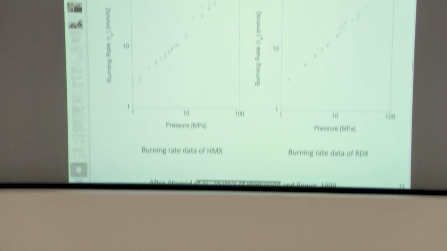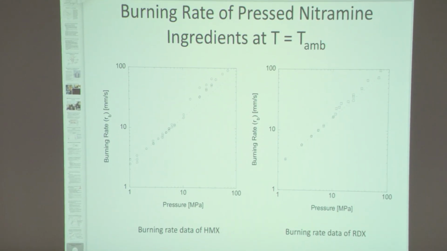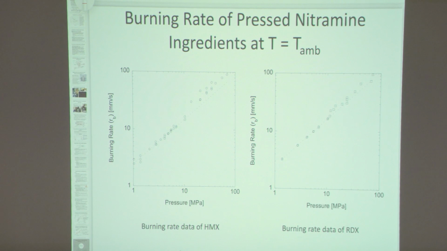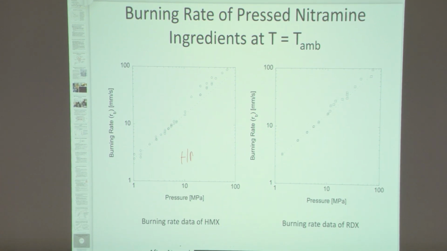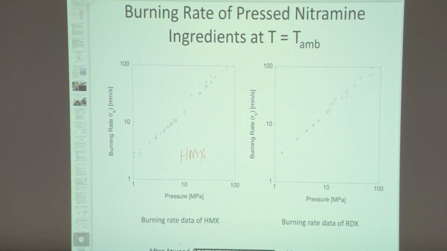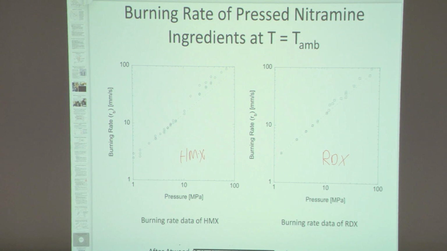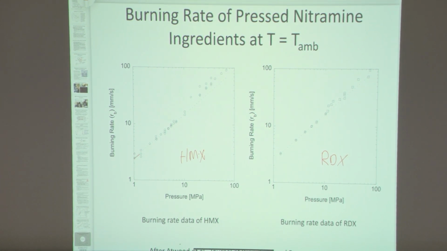Just some more examples of burning rates as a function of pressure. These are pure ingredients, pure oxidizers. This one here is HMX on the left, and I have RDX on the right. Notice at low pressures, again, this correlation is really linear on this log plot. What's kind of interesting is now I'm getting to maybe close to 20 megapascals, and I see a slight deviation of the burning rate.